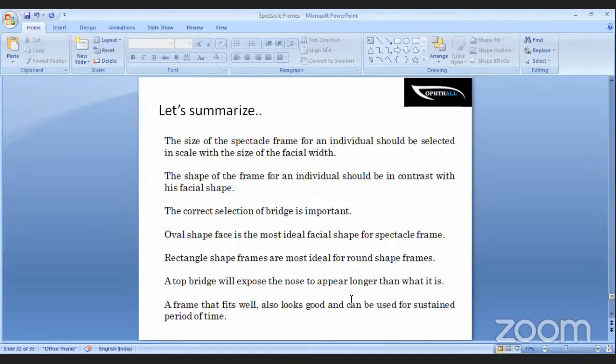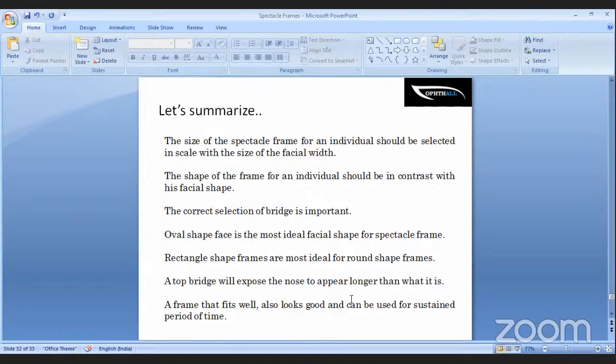Now let us summarize what we discussed. The size of the spectacle frame for an individual should be selected in scale with the size of the facial width. The frame size is selected according to the user's facial width. For a broader face, we need to select a larger frame. For a smaller face, we need to select a smaller size.